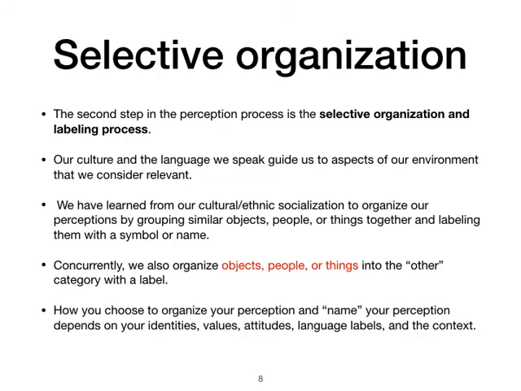So, how you choose to organize your perception and name your perception depends on your own identities, values, attitudes, language labels, and the context. This is what defines it. All these things matter when you label another person from another group or the outsiders group. It all depends on your own identity. For example, if you're white, your identity is white, your values are different, your attitude is different, your language is different. So that automatically gives a context that she is someone else, she is the out group, and you just label her as a waiter.